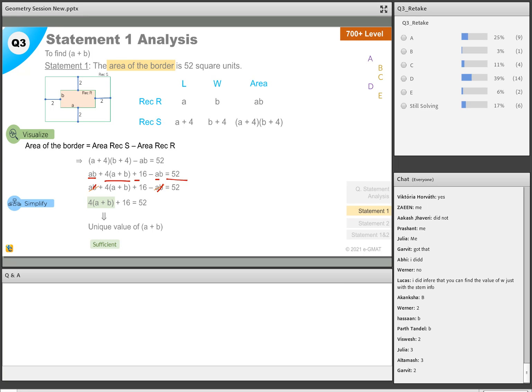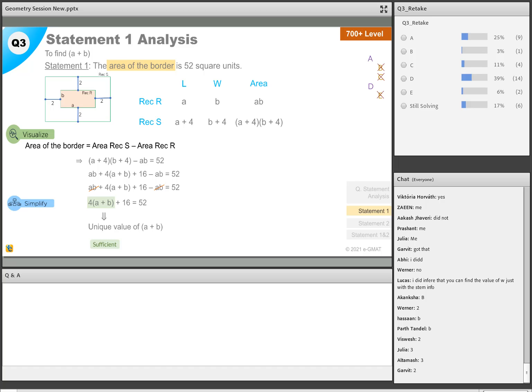I would now have what? I'll have 4 times of A plus B plus 16, which is equal to 52, and that will give me a value of A plus B. Since I needed to find out the value of A plus B and statement 1 gives that to me, the analysis is that the first statement is completely sufficient for us to get to the final answer, and that is the reason for eliminating choices B, C, and E. So my answer now is either A or D, right?